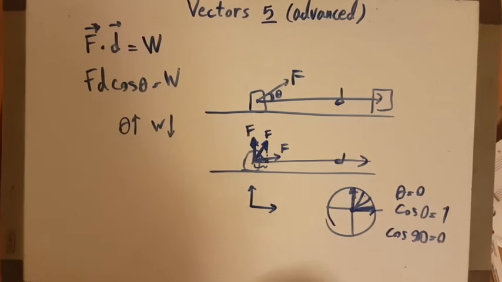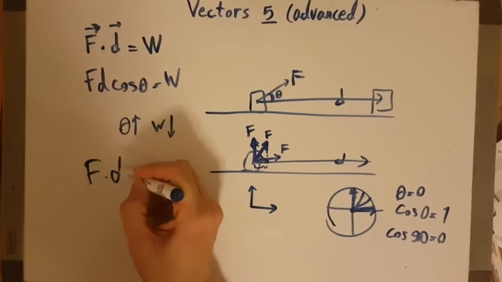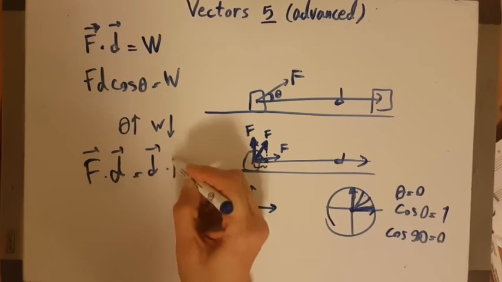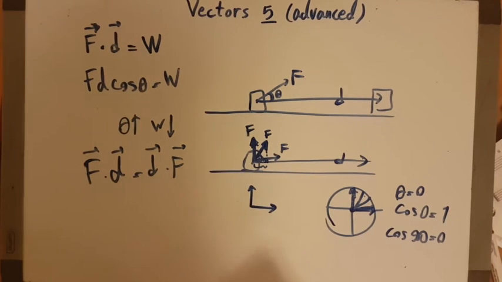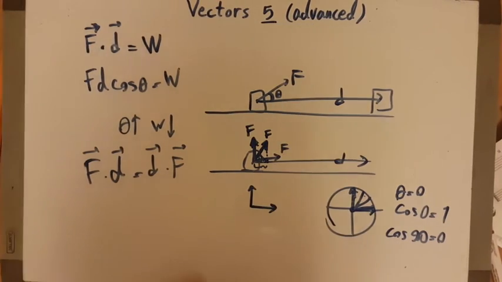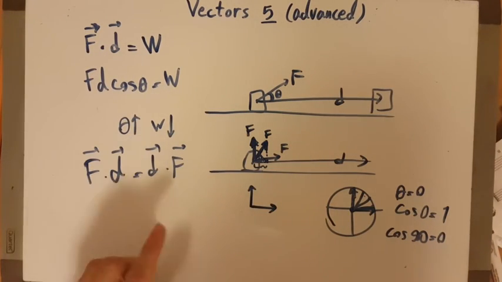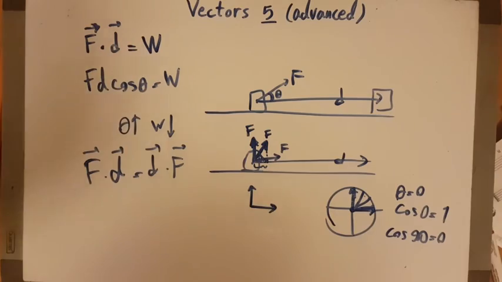And also something very important, F times D equals work, the same, D times F also equals work. You can see that in some problems it is easier if you multiply this way, or if you find the component of F on D, as it's in here. In some other problems, you better find the component of D on the F. So this was one example of this vector multiplication.